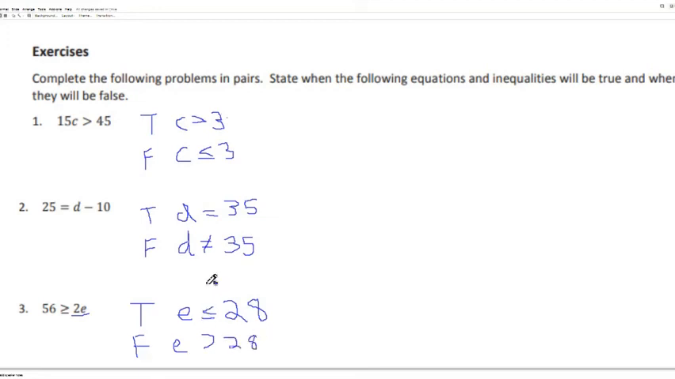So if you look at this one, you look at 1 and look at 3. C is greater than 3. The opposite of that is less than or equal to 3. Look at this one, equal to 28. The opposite of that is greater than, no equal to sign. So if there's an equal to sign on one, there's not an equal to sign on the other when you're talking about true and false.